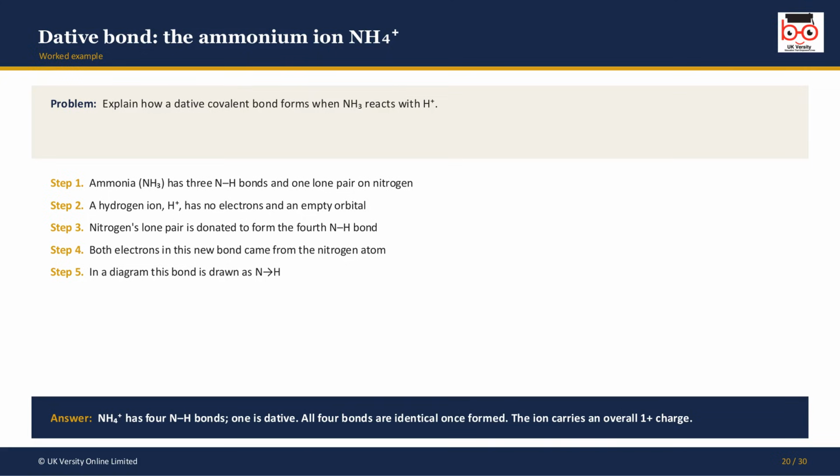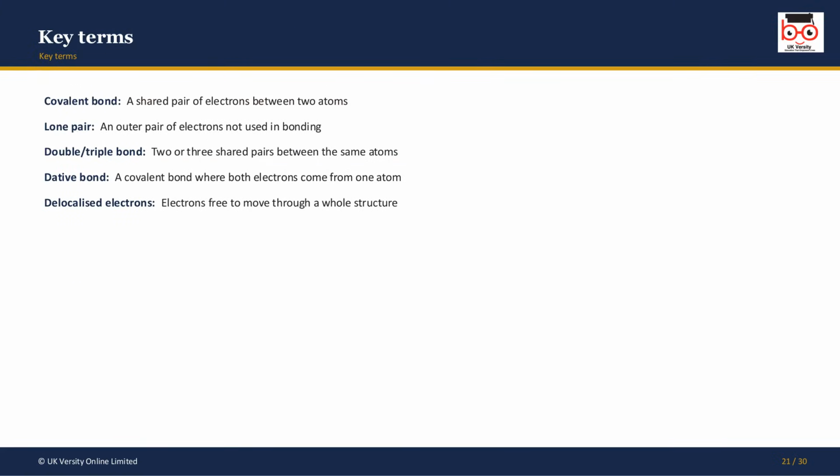Nitrogen donates its lone pair to form a 4th nitrogen-hydrogen bond. And because both electrons in that new bond came from the nitrogen, we draw it as an arrow from N to H. The result is the ammonium ion, with 4 nitrogen-hydrogen bonds, all identical once formed, and an overall charge of 1+. Let's define the covalent terms.